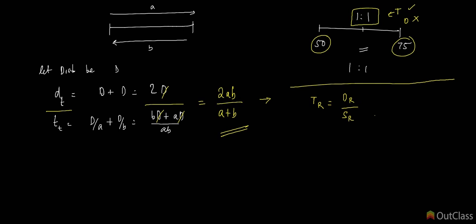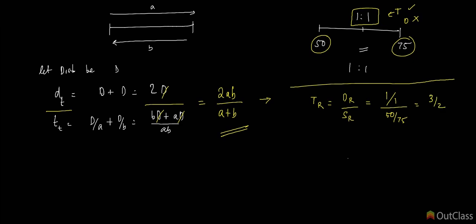Because time is distance by speed, time ratio is obviously distance ratio by speed ratio, and the distance ratio is basically 1:1, which I'll write as 1 by 1. And the speed ratio, I'm going 50 one way and 75 return, so that's basically 50 by 75. This turns out to be 3:2.